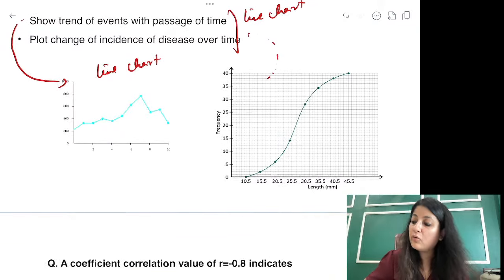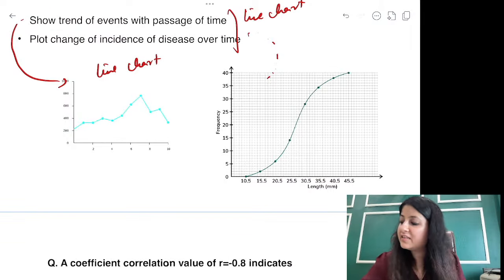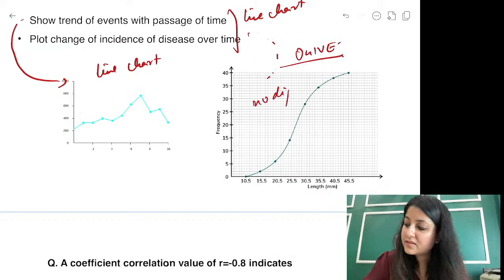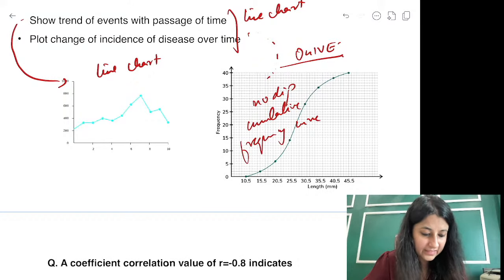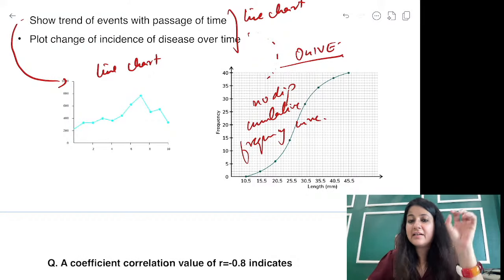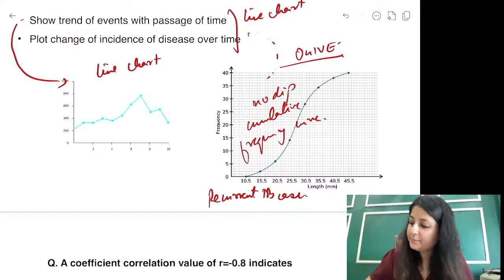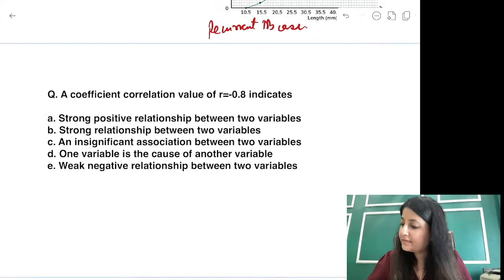क्यूमुलेटिव फ्रीक्वेंसी, कोई डिप नहीं है, कांस्टेंट इंक्रीज है. रेकरेंट टीबी केसेस आ सकता है एग्जाम में, दैट इज ओजाइव. नो डिप, कांस्टेंट इंक्रीज, इसको क्या बोलते हैं? क्यूमुलेटिव frequency curve. Cumulative frequency curve. Especially they will write recurrent TB cases is example of what? Recurrent TB cases. Okay.